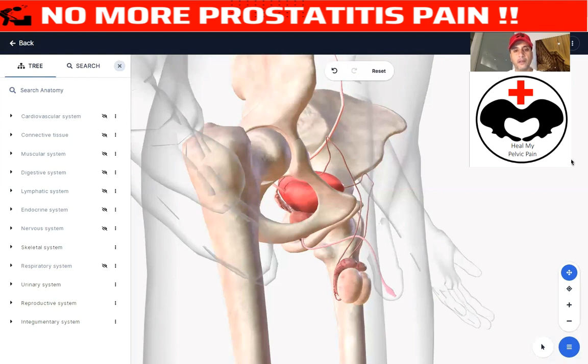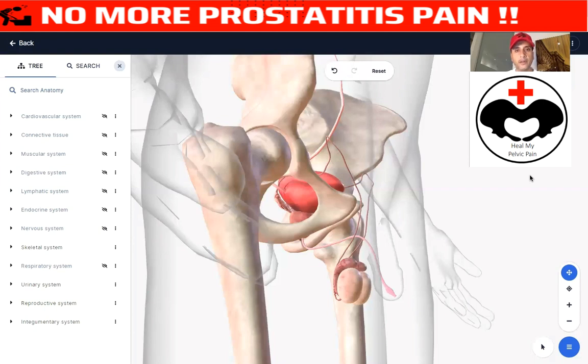And as a first and a very important step in the healing journey is to really understand the pelvic floor, the prostate, and all of the organs within the pelvis. That is going to be critical as you try to heal from your chronic prostatitis. So let's dive right into it.